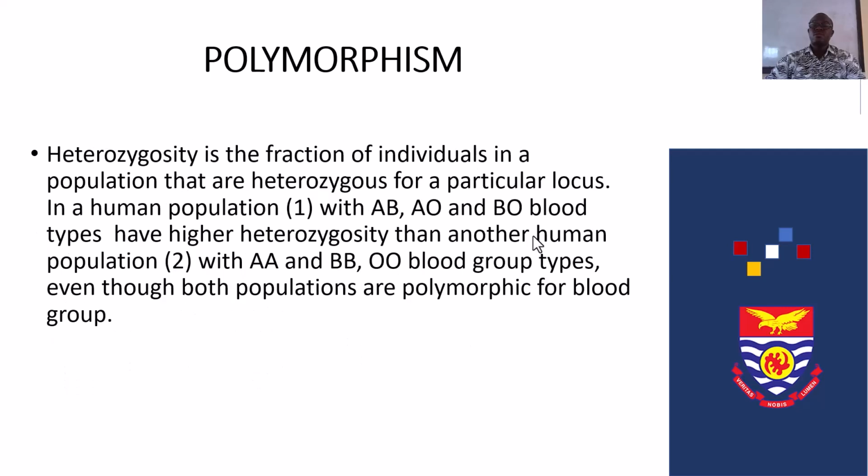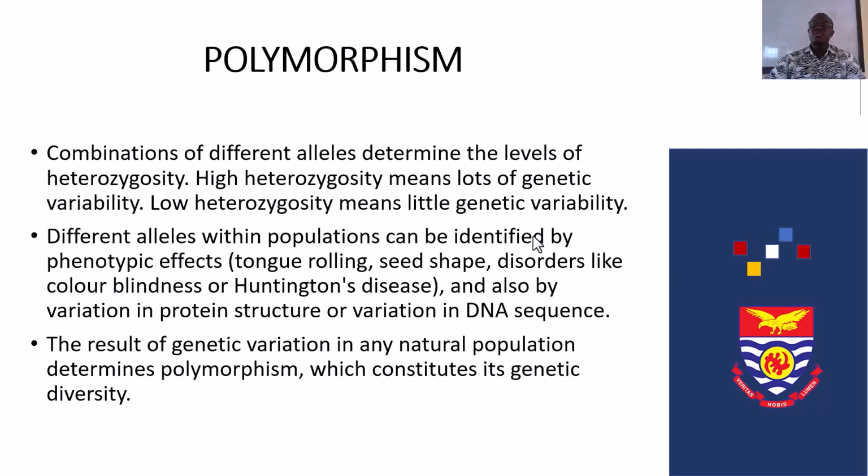Heterozygosity is the fraction of individuals in a population that are heterozygous for a particular locus. In a human population, first, with AB, AO, and BO blood types, there is higher heterozygosity than in another human population, second, with AA, BB, and OO blood group types, even though both populations are polymorphic for blood group. Combinations of different alleles determine the levels of heterozygosity. High heterozygosity means lots of genetic variability. Low heterozygosity means little genetic variability.